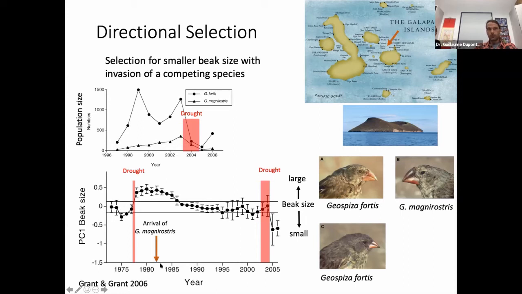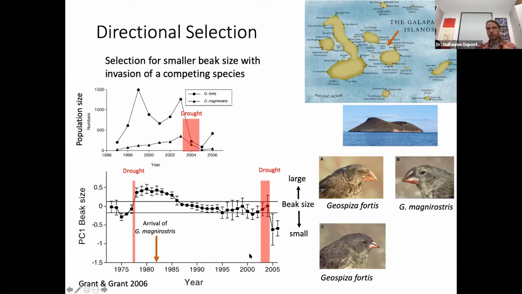Then another species flew over from an adjacent island and slowly a population got established. It was very small, up to about maybe the early 2000s. Here you see the population size of the second species. And then another drought happened.